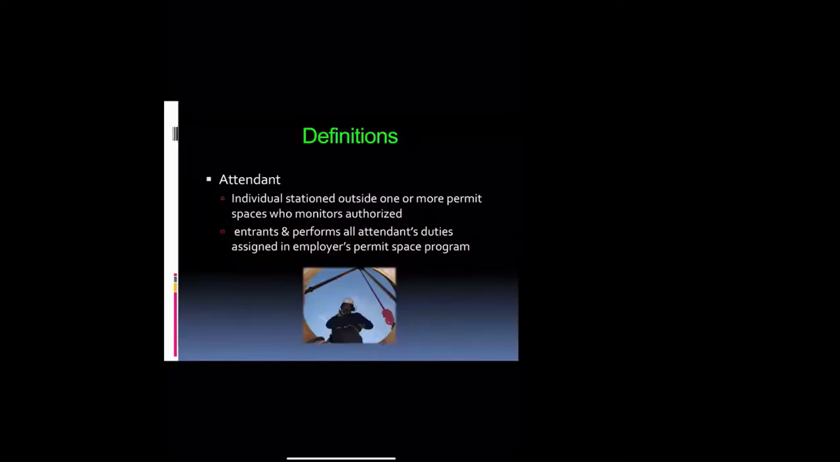So here's what your attendant has to know. This is the individual stationed outside of one or more permitted spaces who monitors authorized entrants and performs all attendant duties assigned in the employer's permit space program. And that's why it's reviewed annually. If it doesn't make sense, you have to update it.